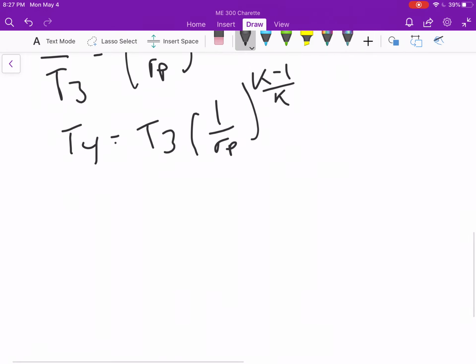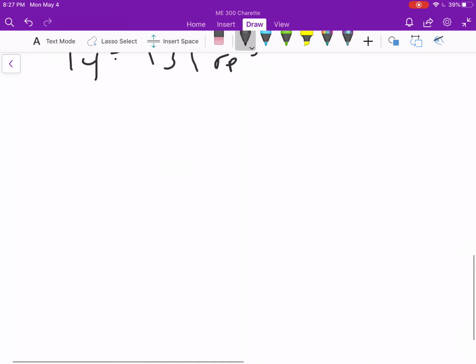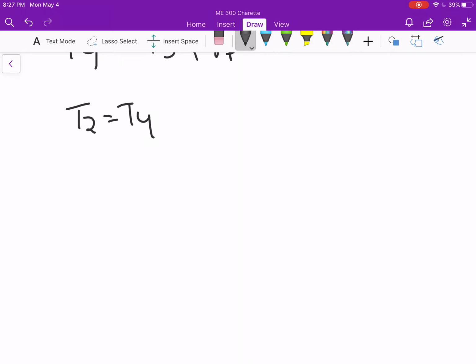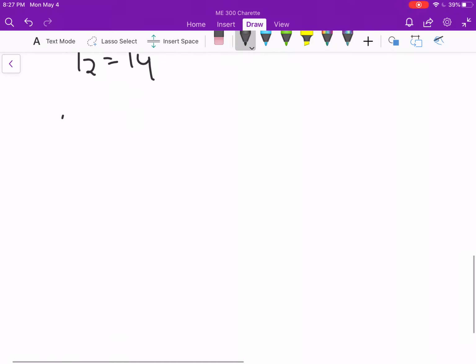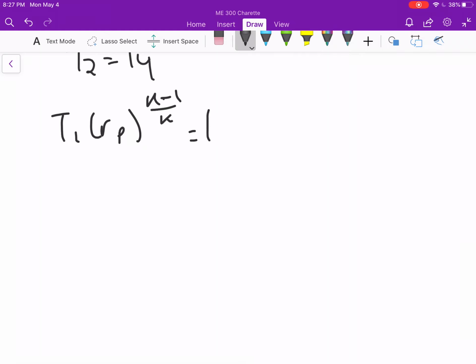Now we have our expressions for T2 and T4, and we want to find what the pressure ratio is when the compressor and turbine exit temperatures of air are equal. So when T2 equals T4, we can pull down our expressions, and we can set T1 times the pressure ratio raised to K minus 1 over K equals T3 times 1 over the pressure ratio raised to K minus 1 all over K.